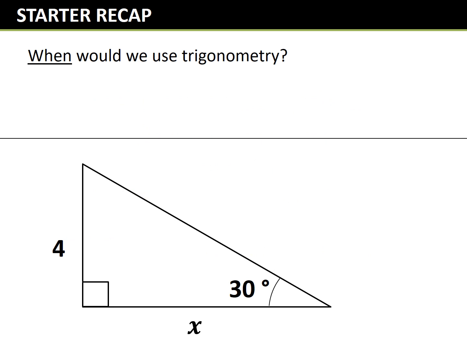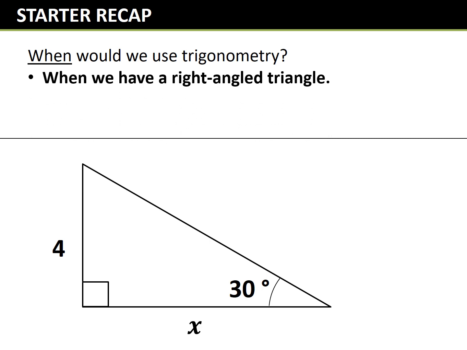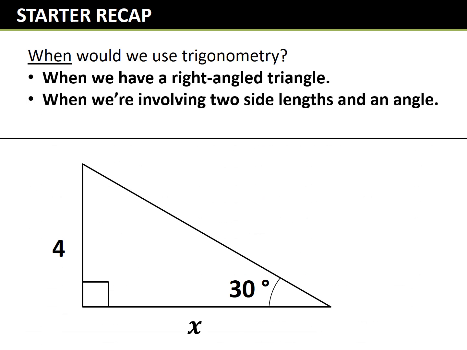So when would we use trigonometry? Well, we've got to have a right angle triangle for starters. It won't work in this method of trigonometry, will not work in any other type of triangle. And we use trig when we're involving two side lengths and an angle. So the side lengths here that are involved are the 4 and the x, and the angle is 30.